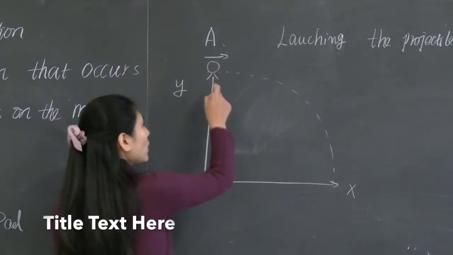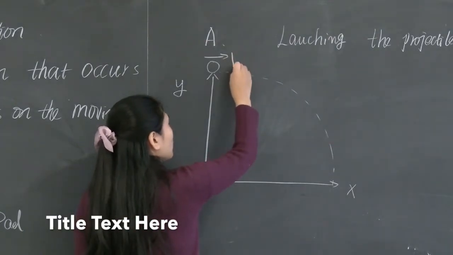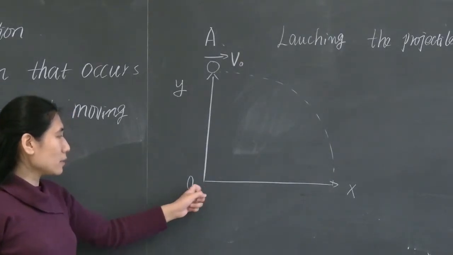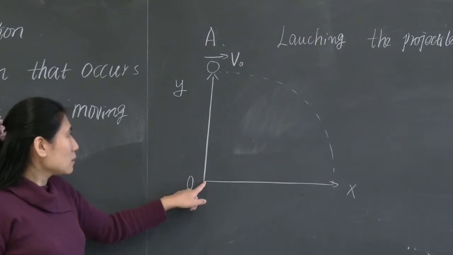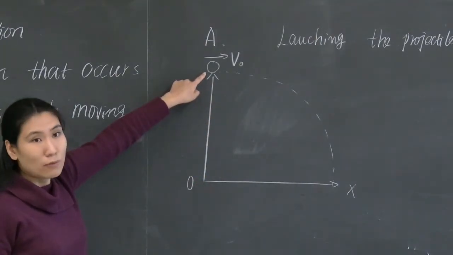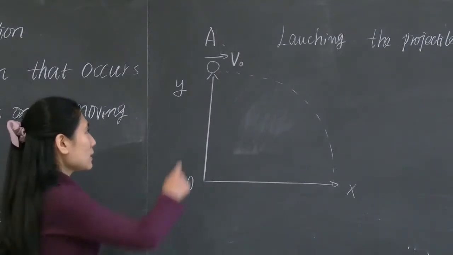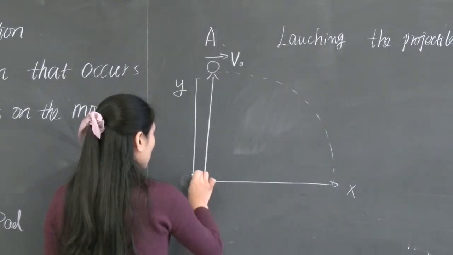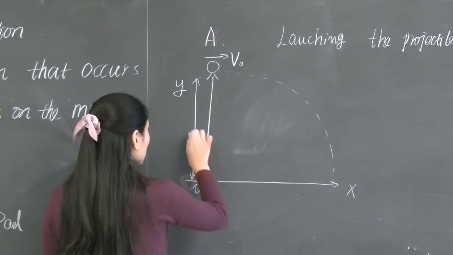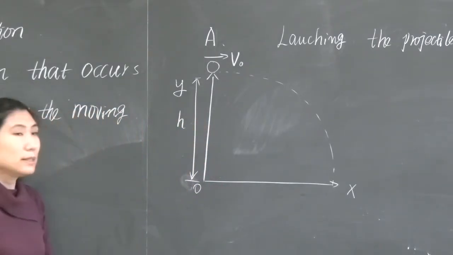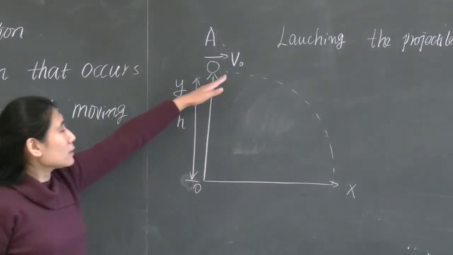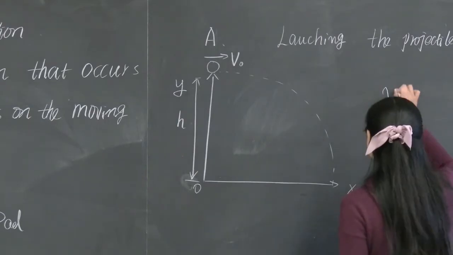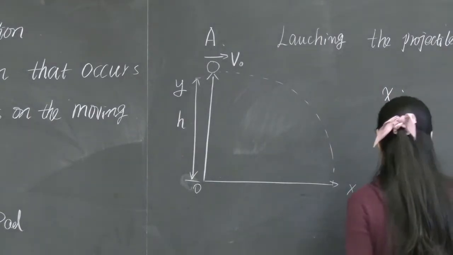Let's suppose when the ball leaves the projectile launcher, the initial velocity is v naught. And suppose in this graph the distance from the ball to the ground, this height, let's call this height h, is a positive value. Okay? Now we can distinguish the x and y directions: in the x direction, how the motion is, and in the y direction, how the motion is.